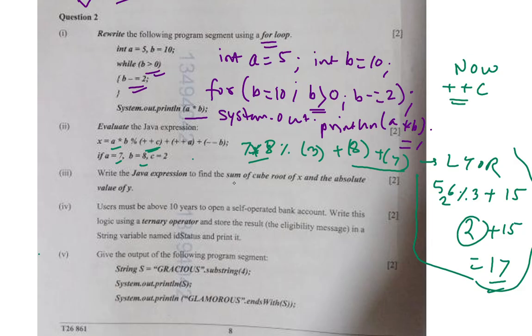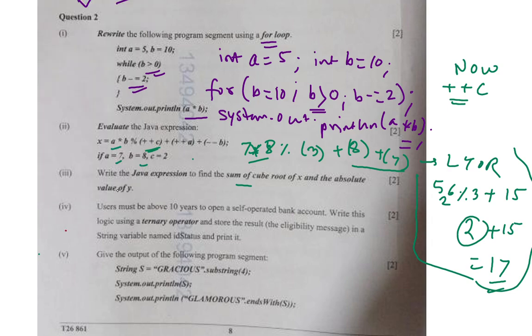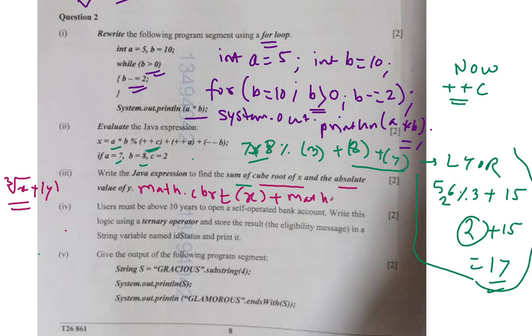Now write a Java expression. Let's again change the color so that you will understand a new thing. Let's use this color now. Java expression: sum of cube root of x and the absolute value of y. Cube root of x plus absolute of y. Now you have to convert this into Java. How will you do it? Math dot cbrt(x), that is cube root of x, plus Math dot abs(y).